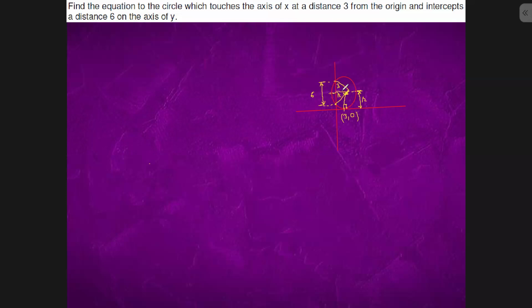If we go by Pythagoras' theorem, this is r minus 3. This distance is r minus 3. So if you go with r square, we got this one, this is the line. This line will be what? X square plus (r minus 3) whole square equals r square. One equation.